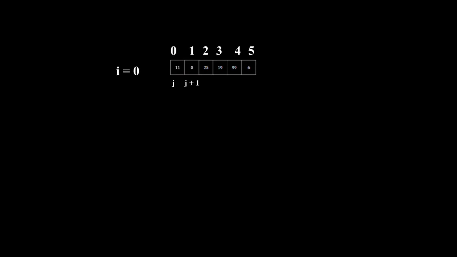Initial value of i and j be 0. Compare the j and j plus 1 value, whether the j value is greater than the j plus 1 value. If it is true, shuffle the values and increment j by 1.